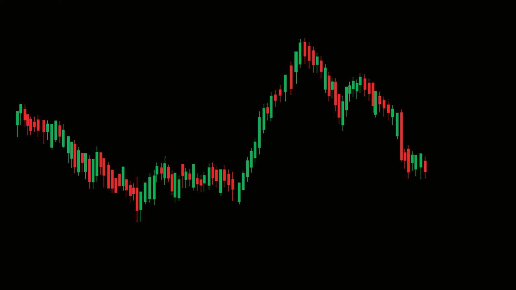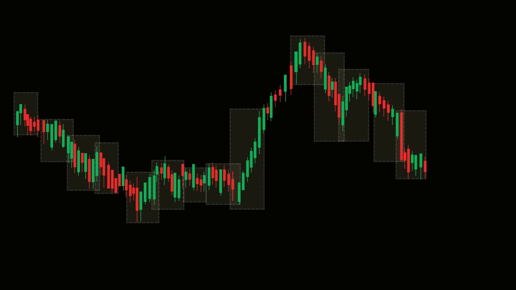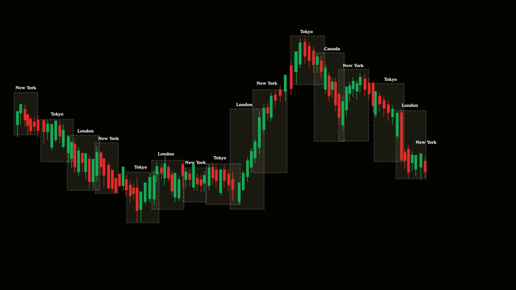With that said, if you're unsure about market opening and closing times in your local time zones, simply type market session in the indicator search, choose the one created by Leviathan and add it to your chart. It will display the active sessions directly on the chart like this. In the settings panel, you can adjust the display to focus only on the sessions you plan to trade.